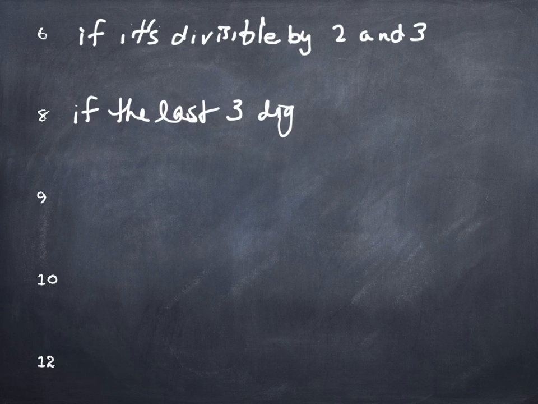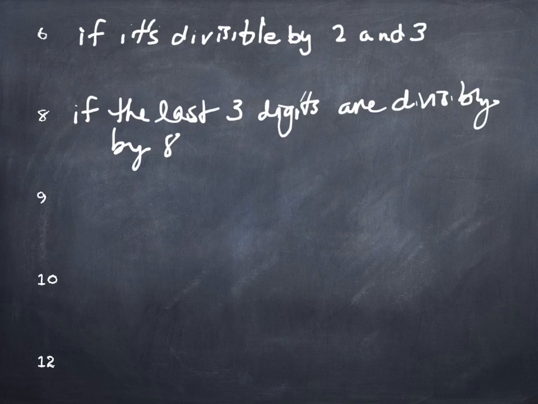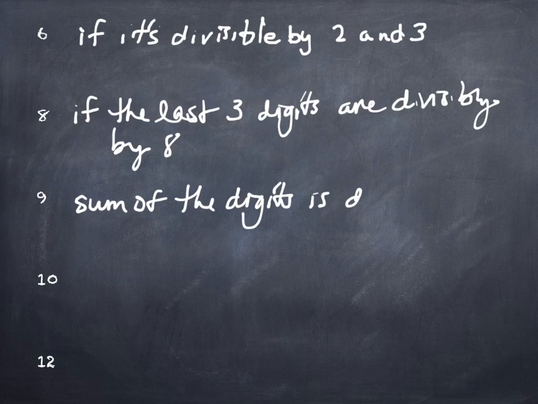A number is divisible by 8 if the last 3 digits are divisible by 8. So 8 and 4 are very, very similar, and in fact, they're similar to the number 2 as well. For 2, the last digit has to be divisible by 2. 4 has the last 2 digits divisible by 4, and 8 has the last 3 digits divisible by 8. 9 is very similar to the number 3. A number is divisible by 9 if the sum of the digits is divisible by 9.